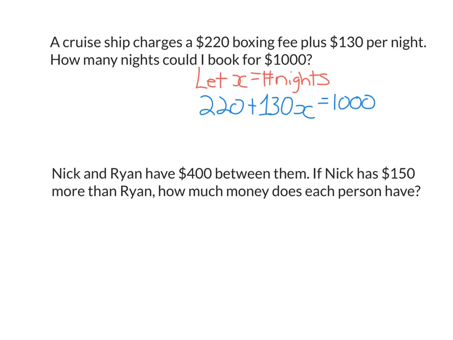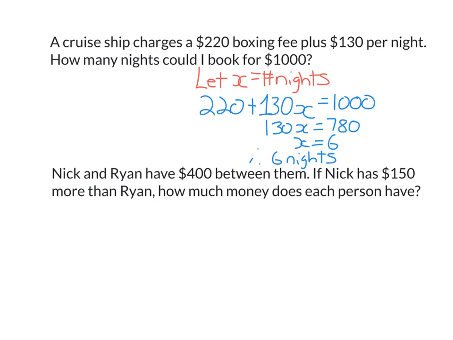Once I've got the equation, I just solve it like normal. So I'm going to subtract 220 from both sides and divide each side by 130. I get x equals 6. So therefore, I could stay for 6 nights. I could book for 6 nights and pay $1,000.